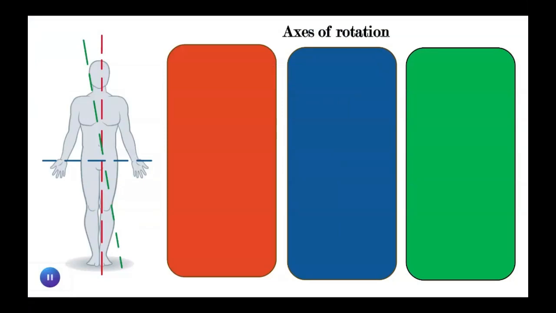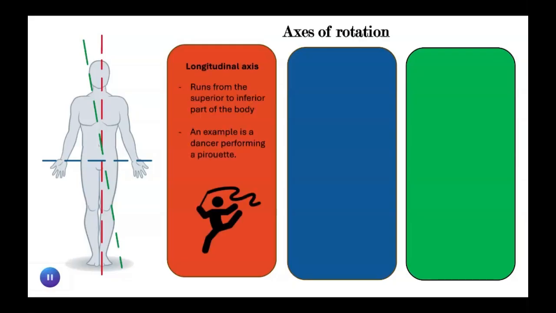Axes of rotation. Axes of rotation are imaginary straight lines that you rotate around during motion. There are three main axes of rotation. First, the longitudinal axis. This runs from superior to inferior part of the body. An example of this is a dancer performing a pirouette, which includes them rotating their body whilst their foot stays spinning at the same point.